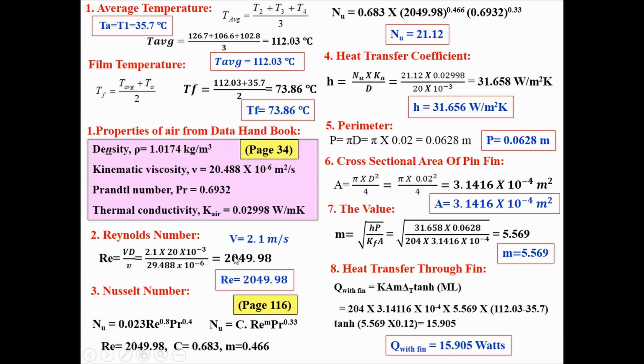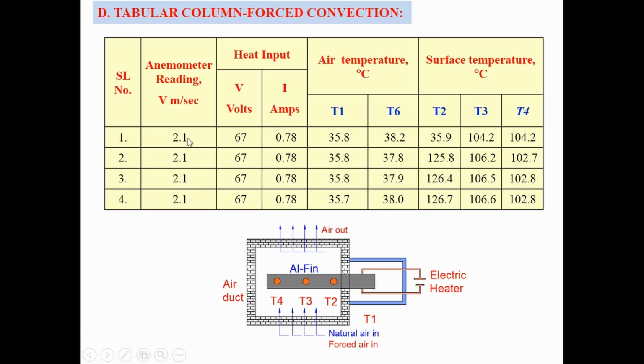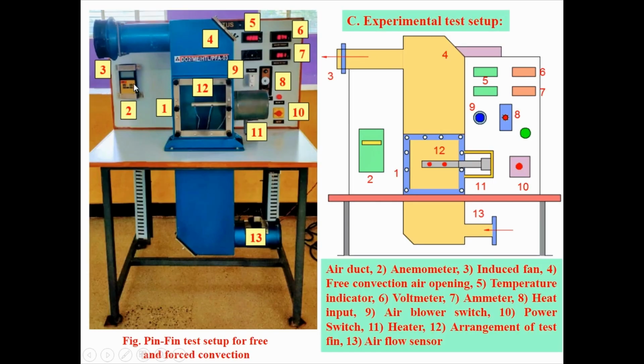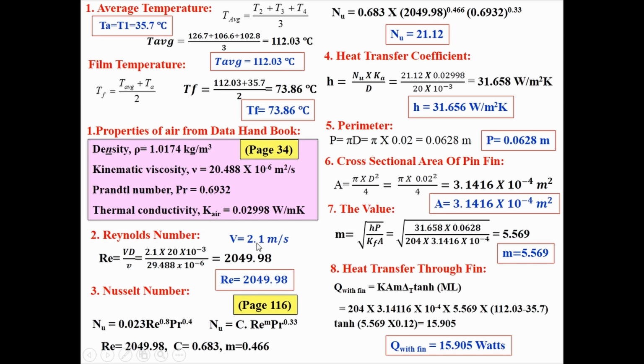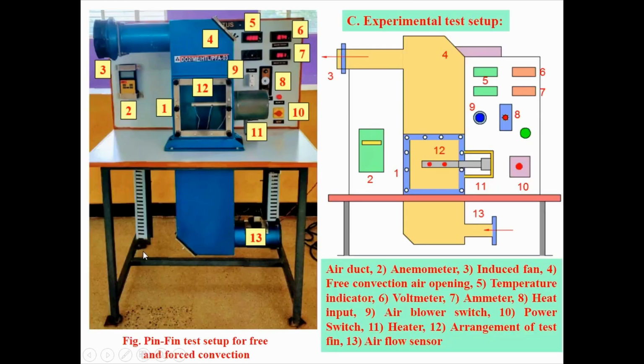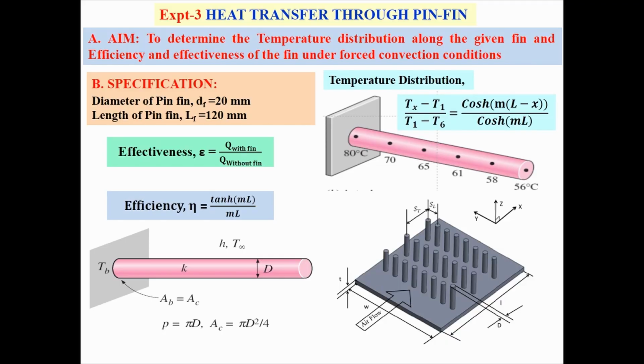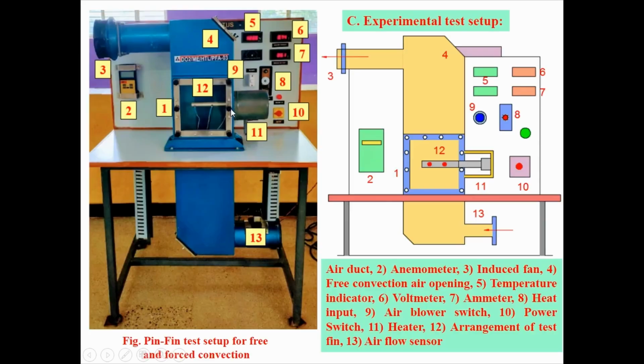What is velocity? Velocity is equal to 2.1 meter per second, that you have taken from the anemometer reading. Where is the anemometer? Here. From this anemometer, you got the velocity of the air as 2.1 meter per second. That is a constant. Okay. So now you have to substitute those values. That is 2.1. Then the diameter of the pin, as I told you, is 20 mm and the length is 120 mm.